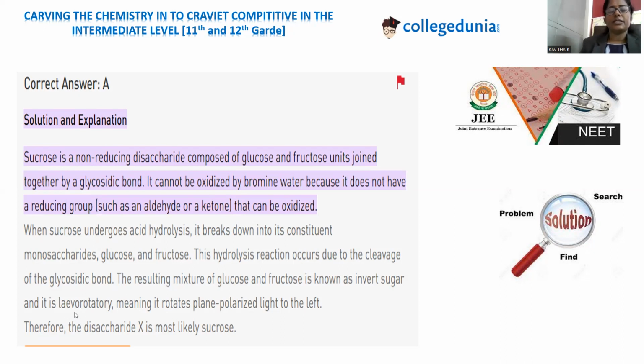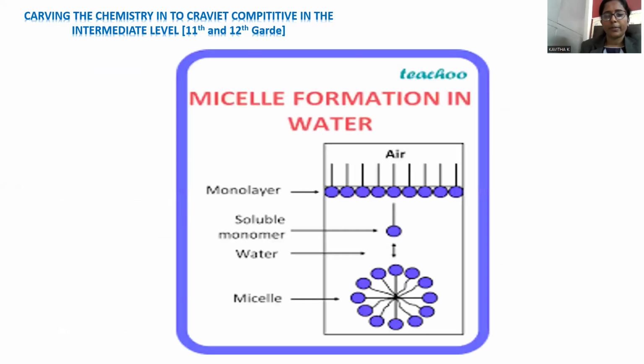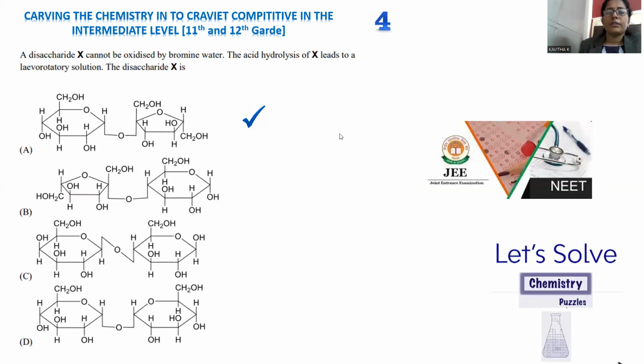Levorotation and dextrorotation mean that whenever plane polarized light is radiated on the surface of a compound, the compound is able to rotate the light either to the right-hand side or the left-hand side. If the light is rotated right, it is dextrorotatory; if rotated left, it is levorotatory. Glucose rotates to the right, dextrorotatory. Fructose rotates to the left, levorotatory. So we can clearly assume that for question number 4, option A will be the correct answer.